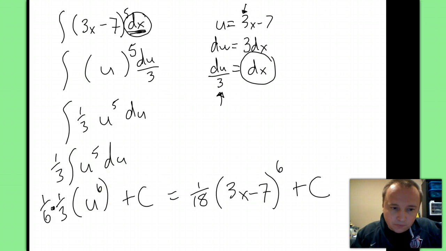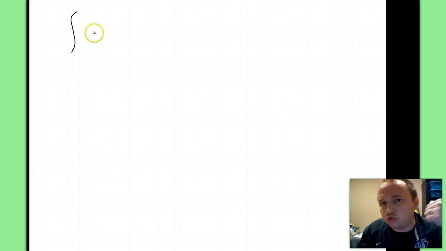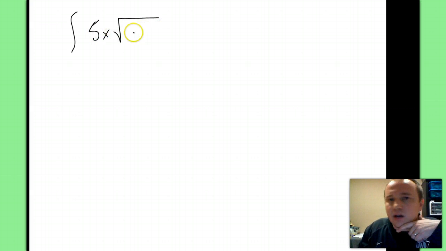Let's deal with one that I see a lot. The integral of 5x times the square root of 3x squared minus 15 dx.